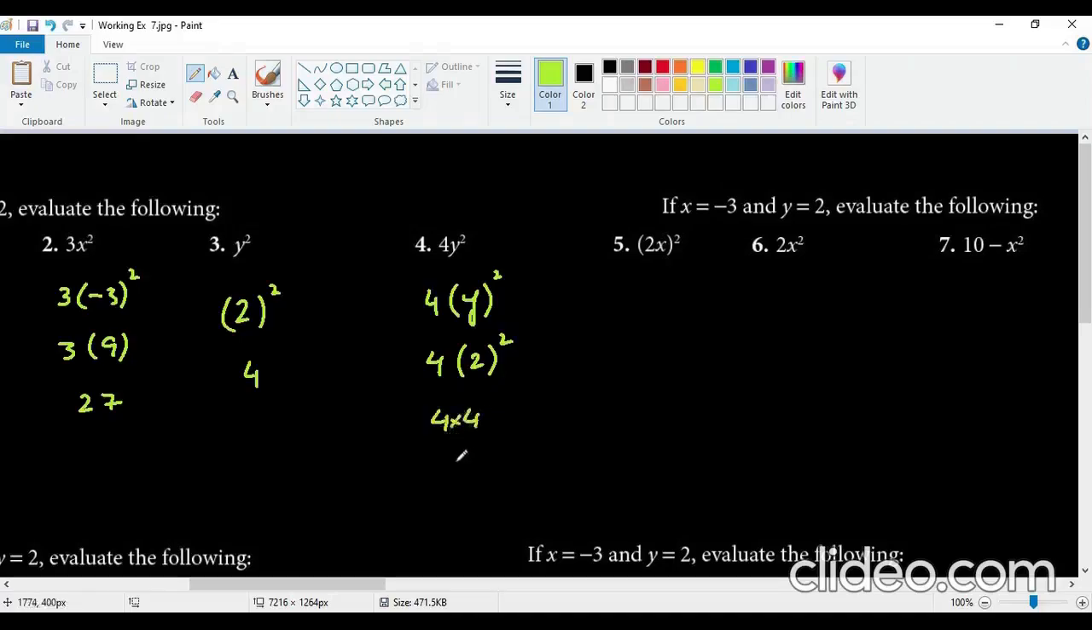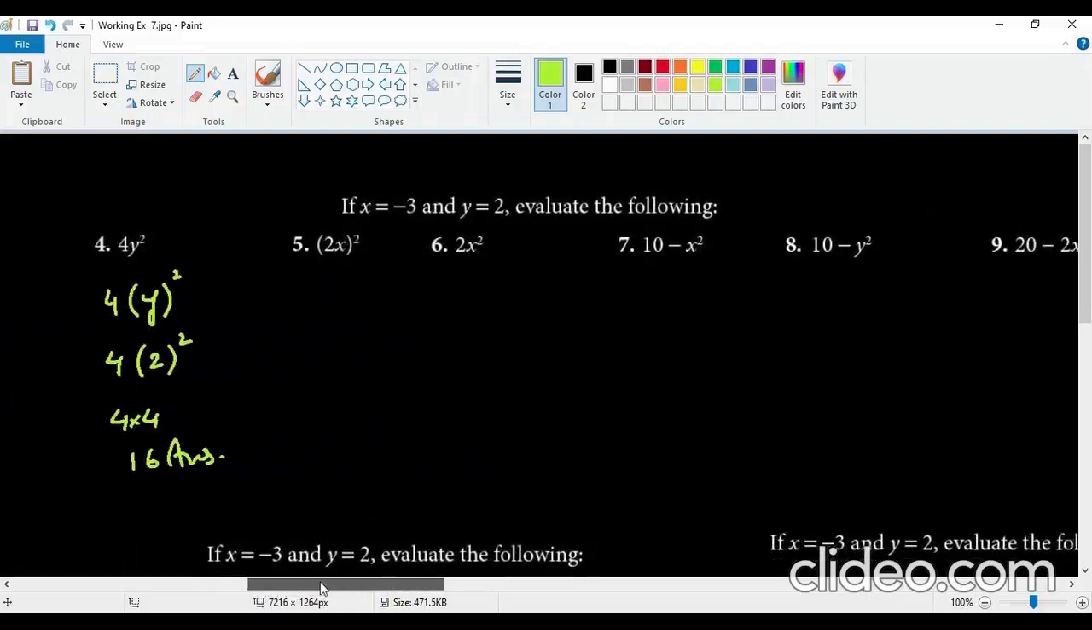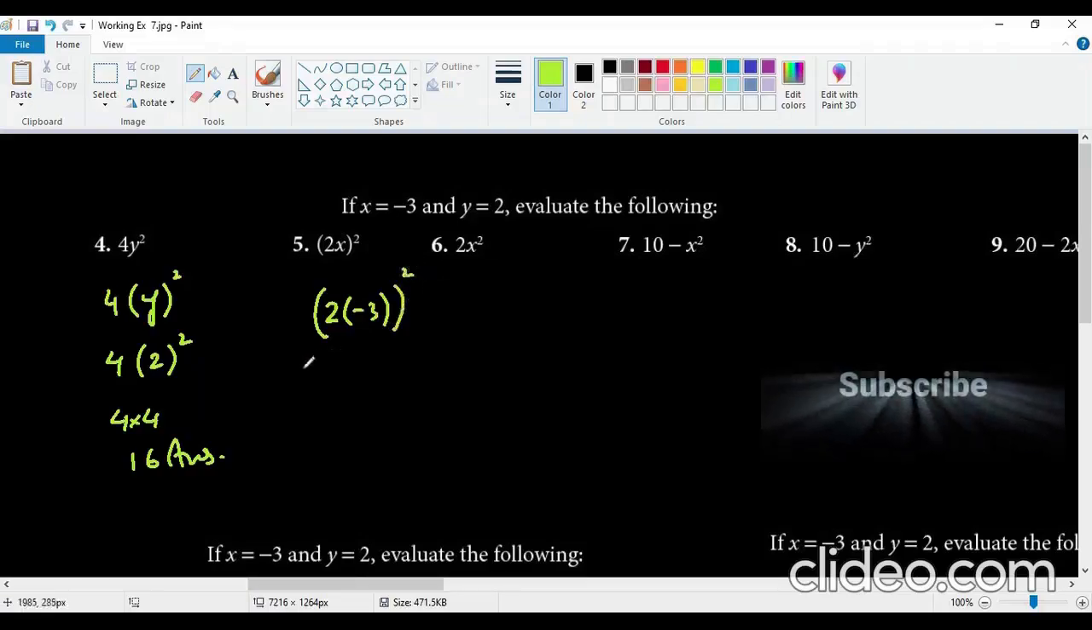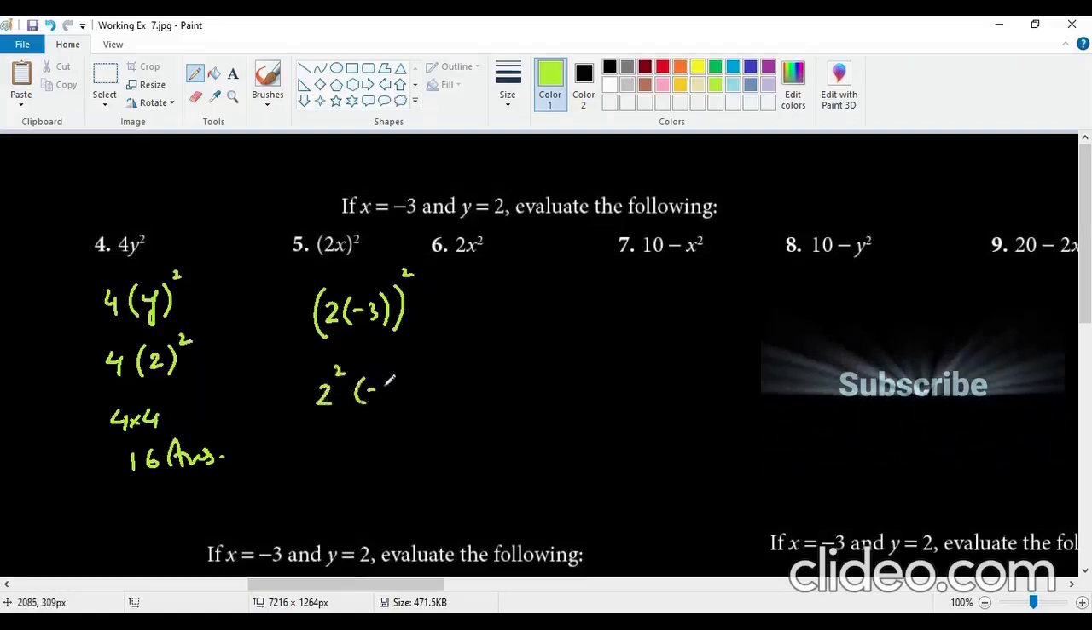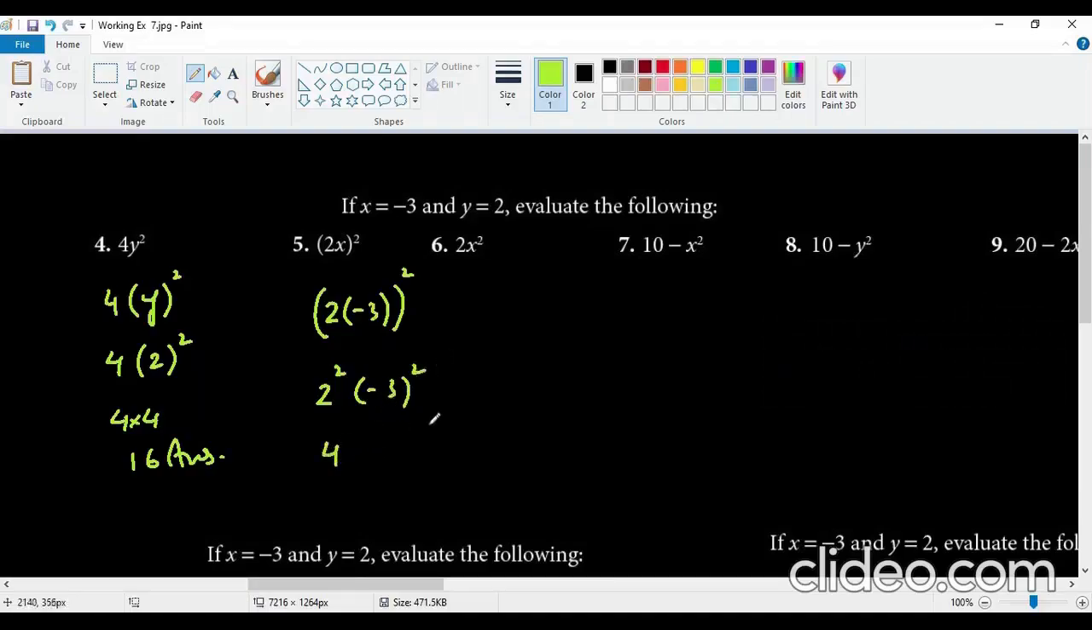That means 16 is going to be your final answer. When it comes to (2x)^2, that means 2 times the value of x, which is -3, whole squared. Here the 2 is squared, and -3 is also squared, so this is going to give you a 4, and the bracket is going to give you a +9, because -3 multiplied by -3 gives +9. So it's going to give you 36 as an answer.